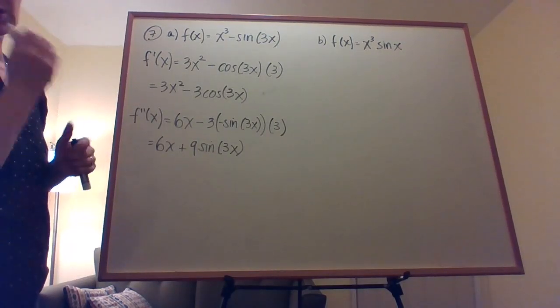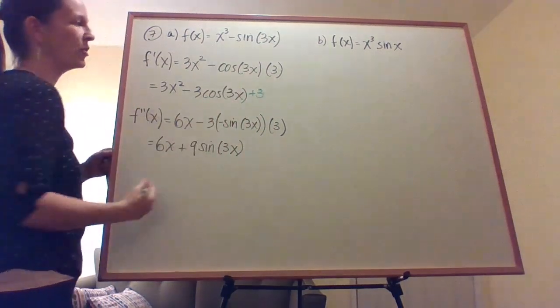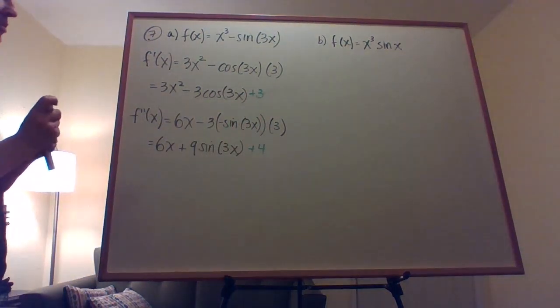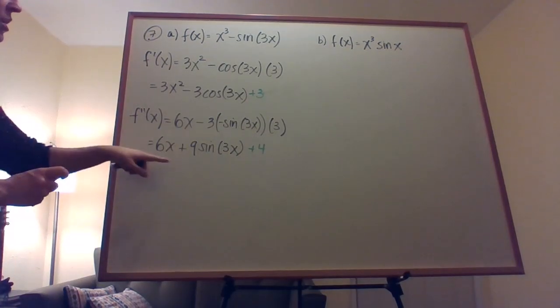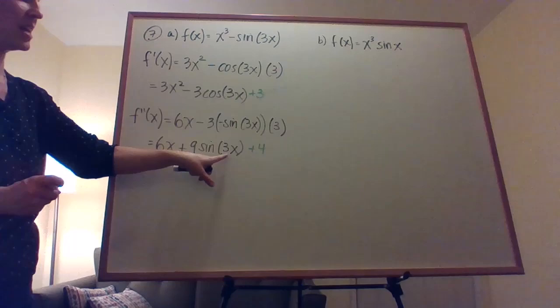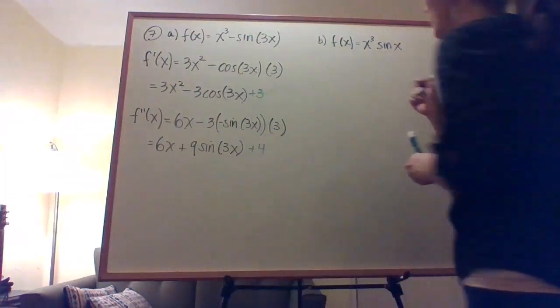Each problem part here was worth 7 points. You get 3 points for correctly getting to the first derivative and another 4 points for correctly getting to the second derivative. So 7 points total for correctly ending up at f double prime of 6x plus 9 sine 3x. Okay, let's look at part B.